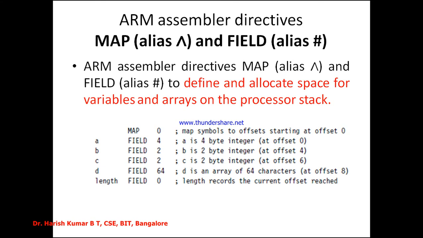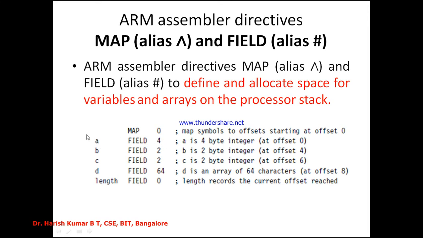So next, there are two more assembler directives, one with the name map and another with the name field. These two can be used to define and allocate the space for the variables and arrays on the processor stack. Now how to do that? Like this: map 0. This says what is the starting address, from 0, and then a field 4.